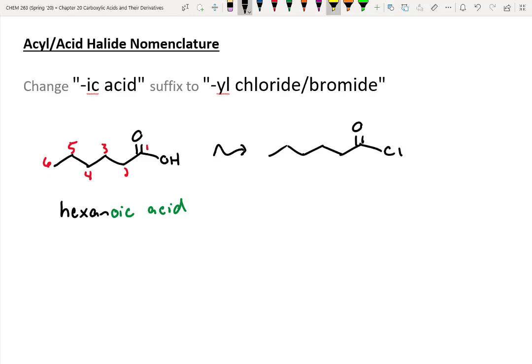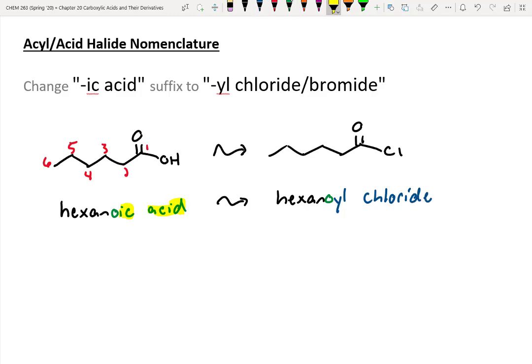Well, we would also have to change the suffix, right? So in this case, what we're going to do is we're actually just going to target this ic in the acid portion, and we're going to swap it out. So let's go ahead and change this. We've got hexan, but we're going to keep the first O, and then we're going to change the last part to yl, and then chloride.